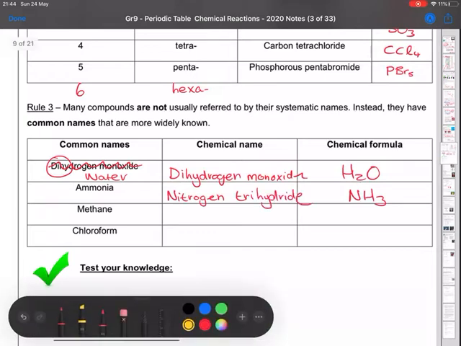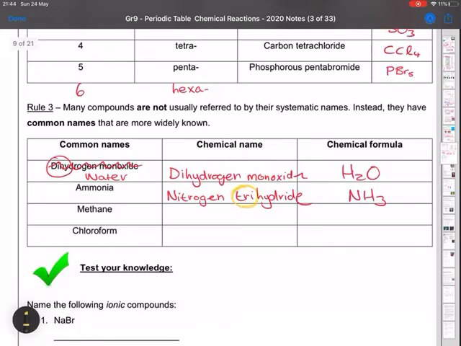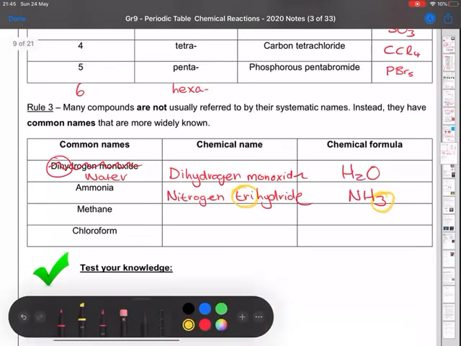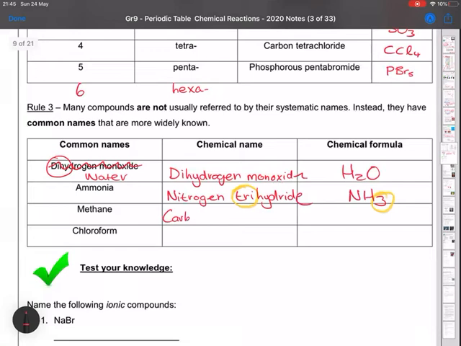So this prefix tri, it just means that we've got 3 of the hydrogen. Methane is the common name for the chemical carbon tetrahydride. Tetra meaning 4, hydride, 4 hydrogens, and 1 carbon. So there we go, CH4.